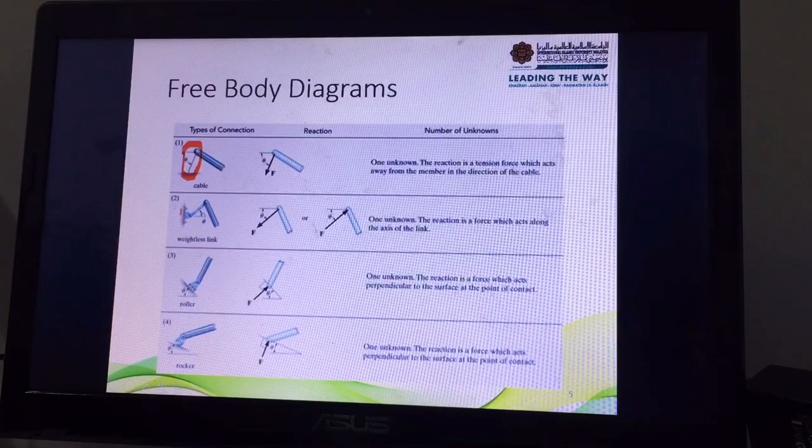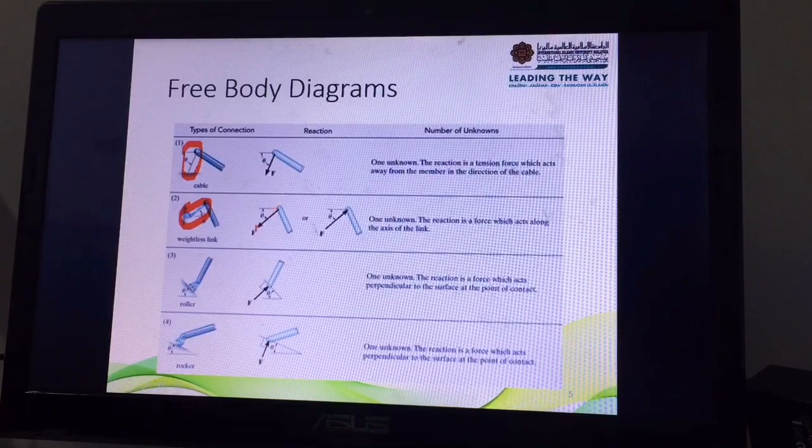Alright. Same goes to this weightless link. Basically weightless link, you have just one line of force support.